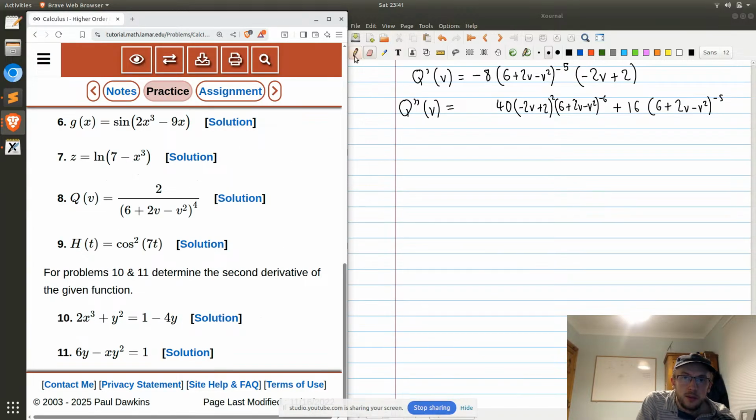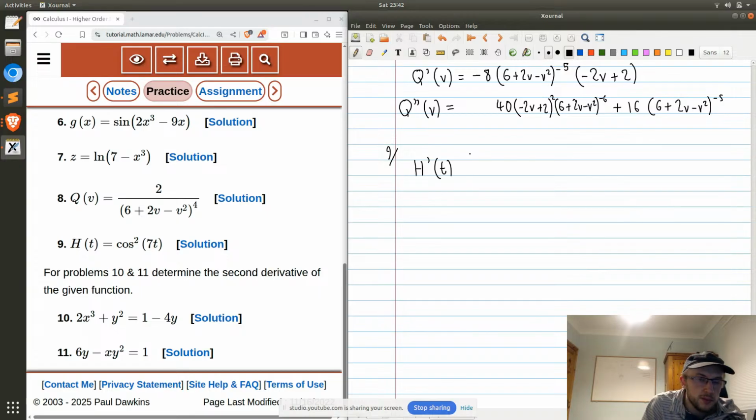And now the 9th. So ht is cos squared of 7t. That's how I've heard some people say it. Cos squared of 7t is my usual way. So I always say to myself that it's actually this, and I need to be explicit.